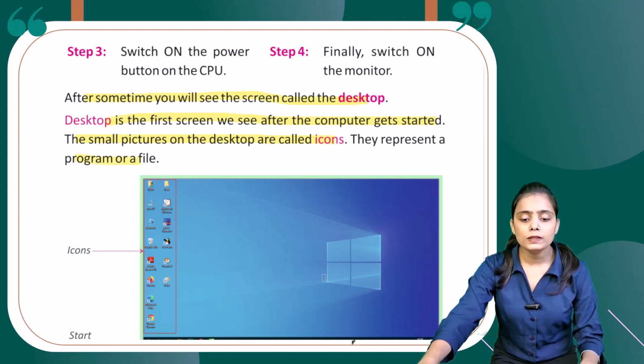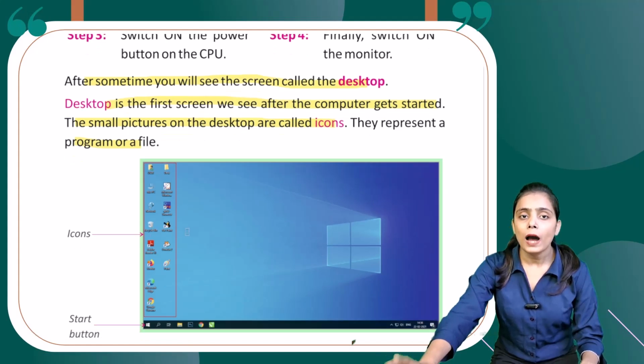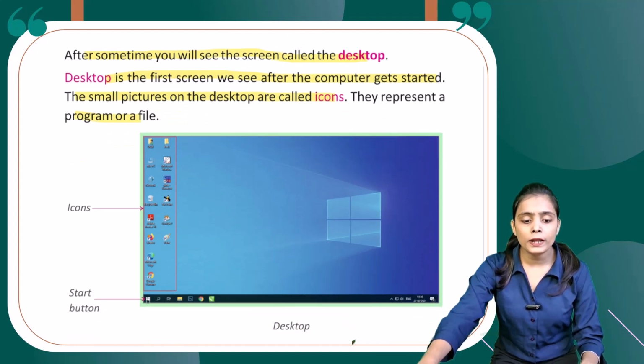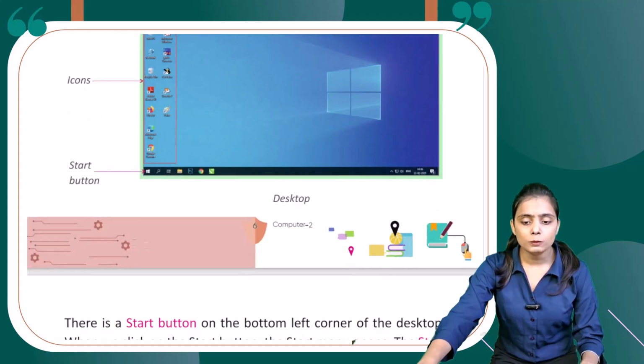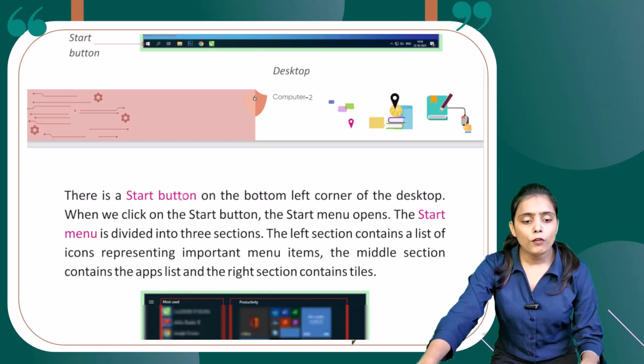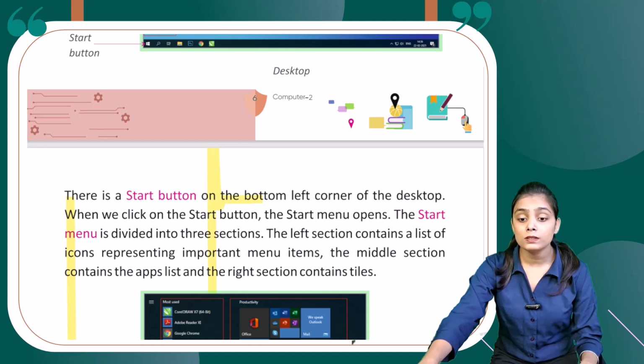Here you can see this is called a desktop and you can see the small pictures. These are called icons. What do you call it? Icons. Always remember it. And here you can see the sign of window and this is called the start button. Moving forward, there is a start button on the bottom left corner of the desktop. When we click on the start button, the start menu opens.